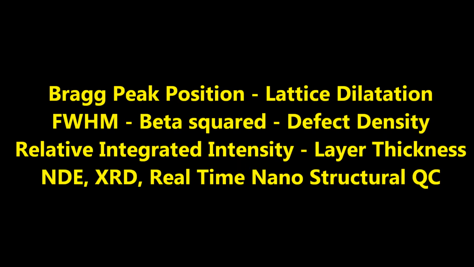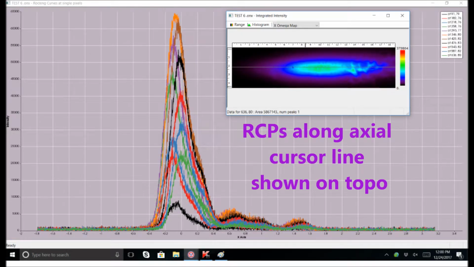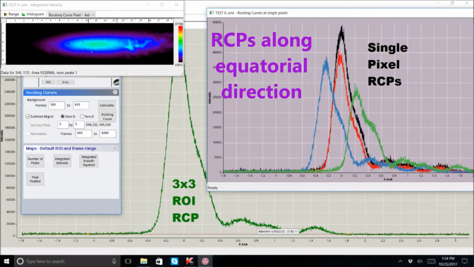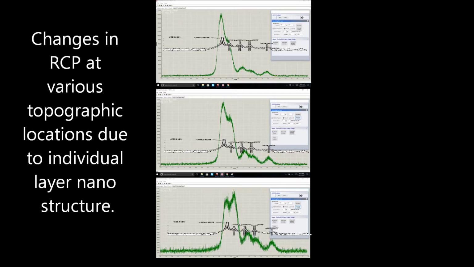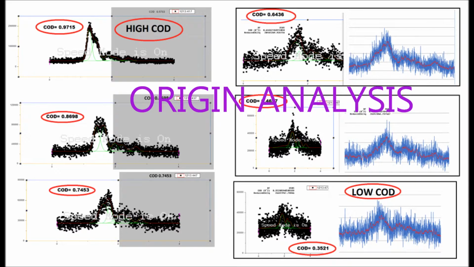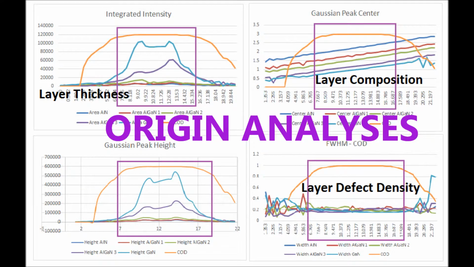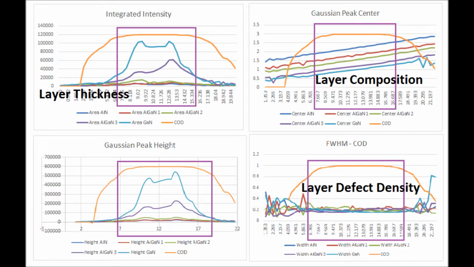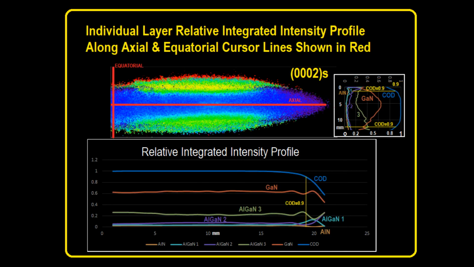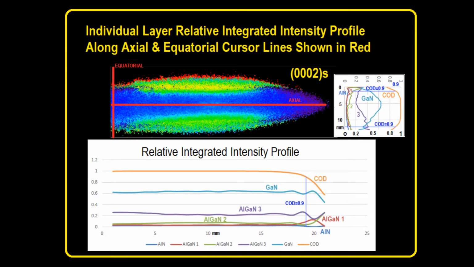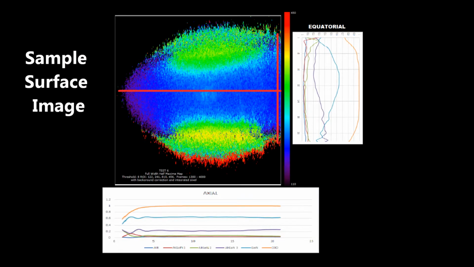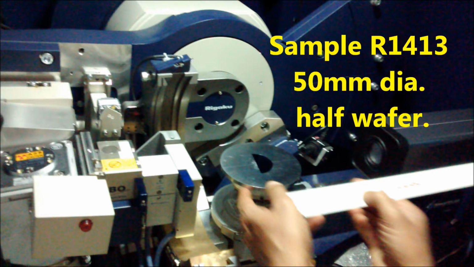Several pixels were chosen both equatorially and axially to display the rocking curve profiles and differentiate the effect in these two directions. Origin analysis was performed on this data, and data sets with more than 0.9 COD, coefficient of determination, were only used. Individual layer relative integrated intensity was used to profile the individual layer relative thickness for each pixel.